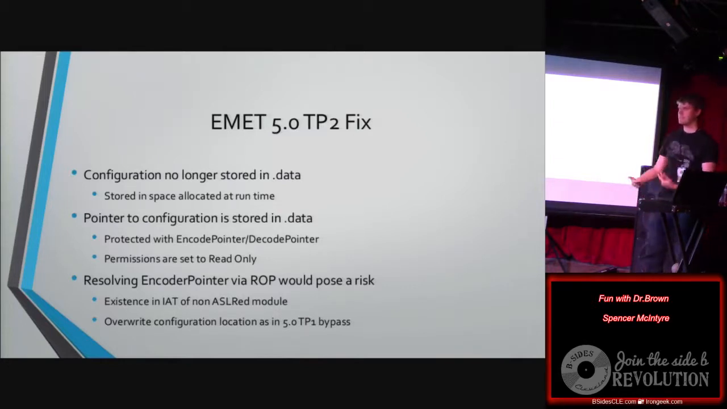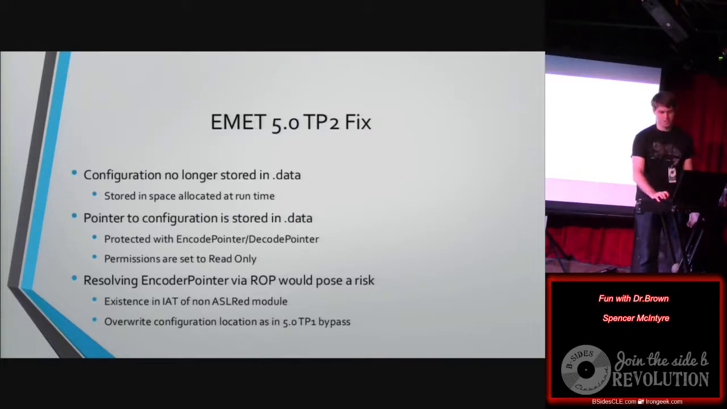Yeah, so in order to get around this, you would probably want to write to the pointer that's stored, the encoded pointer. You'd want to write a new value that you would be able to control. In order to do that, you'd have to have the encode pointer function. You'd have to be able to resolve that at runtime.